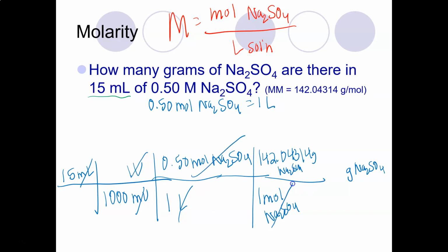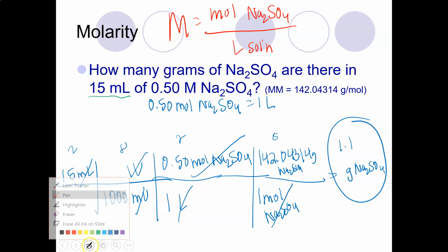Cancel out my units, and the unit that's left is grams of sodium sulfate. So it's time to grab my calculator. Take 15 divided by 1,000 times 0.50 times 142.04314. Looking at sig figs: 2 sig figs, infinity sig figs, 2 sig figs, and 8 sig figs. So 2 is my smallest, so I grab my calculator, I get 1.1 grams of sodium sulfate. Same answer. Yep.